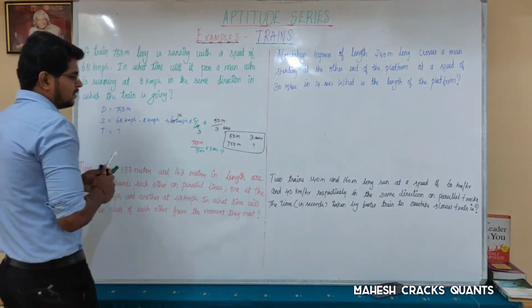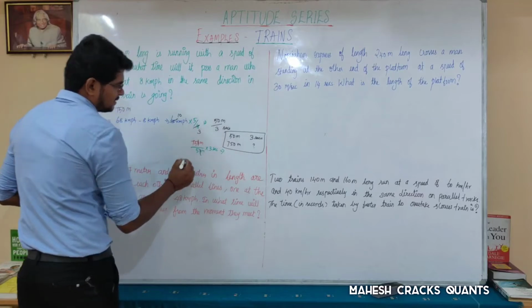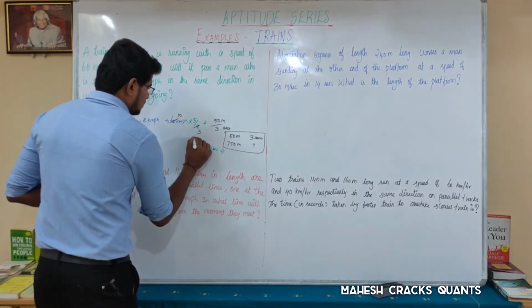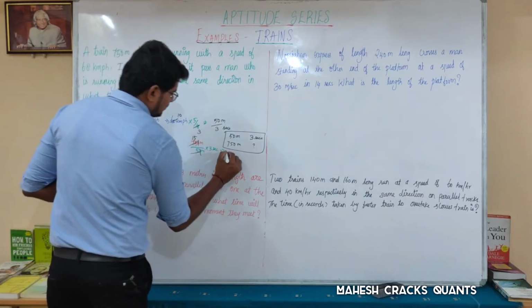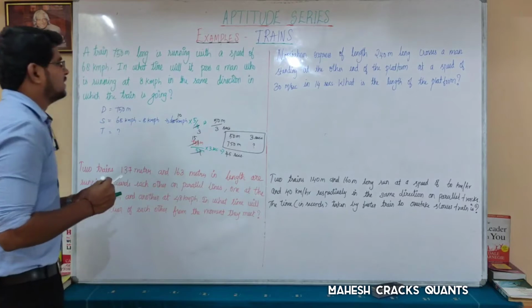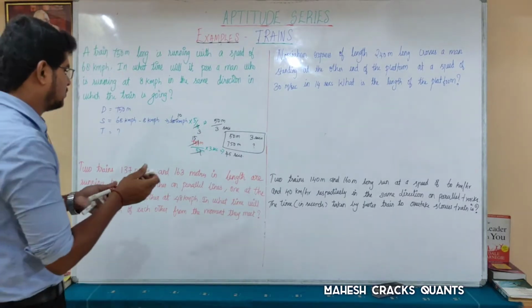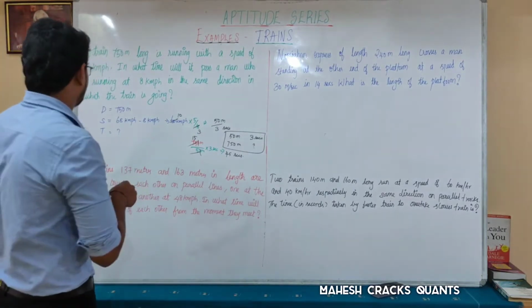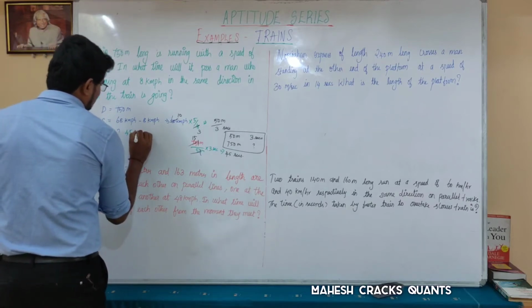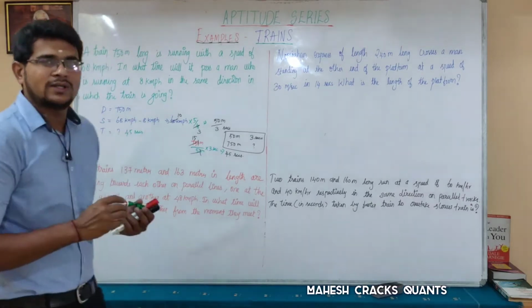So the zeros get cancelled. How many times of 5 is there in 75? 15 times. So 15 into 3 is 45 seconds. So the time taken by the train to cross the man who is running at 8 km per hour is 45 seconds. Okay, done. Let's move on to the next question.